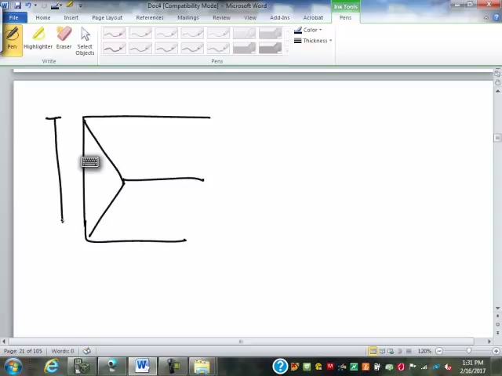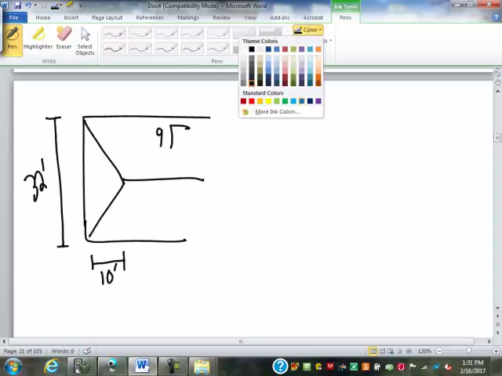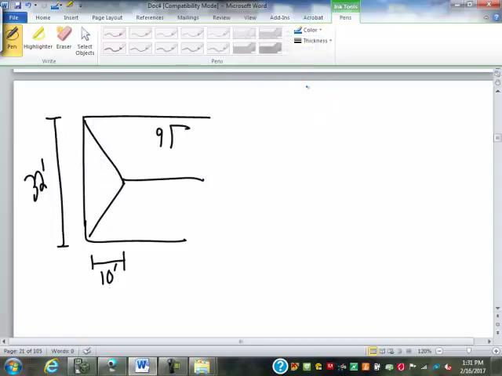I could have given you information like this. I could say this is 32 feet. I could say this is 9/12. This setback here is 10 feet. Now we don't have to go through that extra step of finding the setback. Still going to start out with the common.